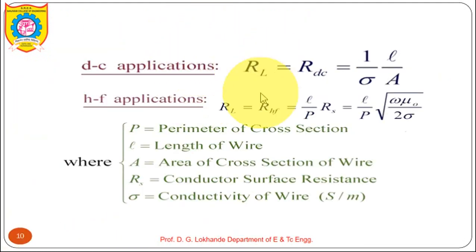Then for DC application, RL will be R DC, which is related to 1 upon sigma times L upon A, which is the normal equation we have. Here L is the length of the wire, sigma is the conductivity of the wire, and A is the cross sectional area of the wire. Whereas for high frequency application, RL is equal to L upon P into RS, that is equal to L upon P times the square root of omega mu 0 upon 2 sigma, where P is the perimeter of the cross section, and from this we need to calculate the value.